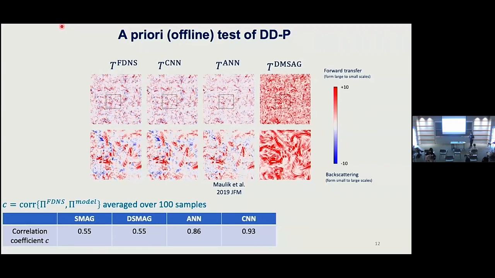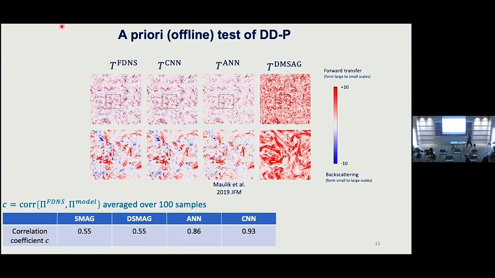So pretty good performance for both CNN and ANN in the offline mode. I should say that this is not an apples-to-apples comparison. With more work, you can also bring up the ANN correlation coefficient above 0.9. But we know that this is not the end of the story. We know that you can have these kinds of high correlations in the offline test, but then when you couple these models, they blow up. And that's actually what was reported in that JFM paper.